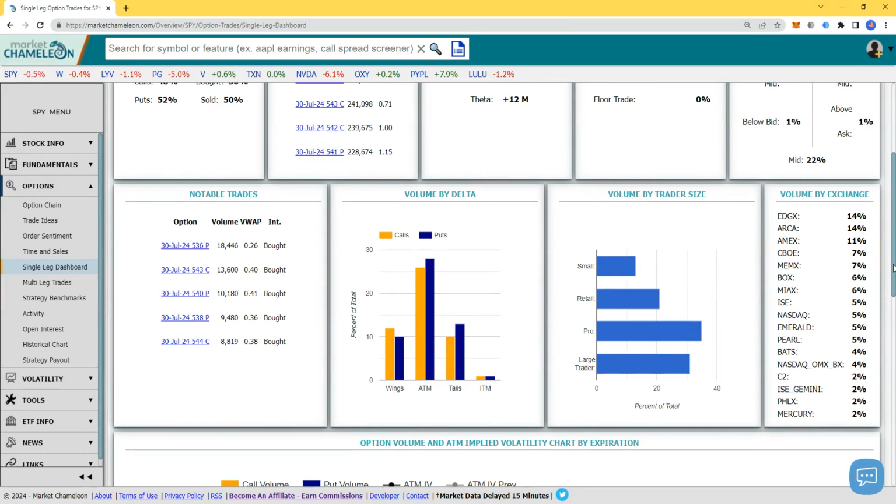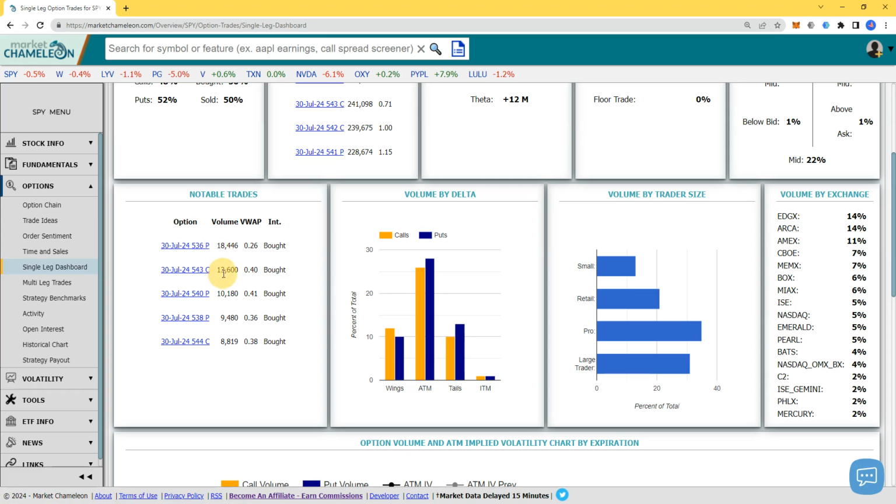What else we got? We got notable trades. This is interesting. Notable trade. Okay, so someone bought the 536 put, 18,000 puts. 536 looks like it will expire worthless, but you don't know if it was part of a spread or part of some other trade. So it's not like, hey, I bought a put and that's it. Even though it is a single leg dashboard, so he could lose a lot of money, but I don't know.